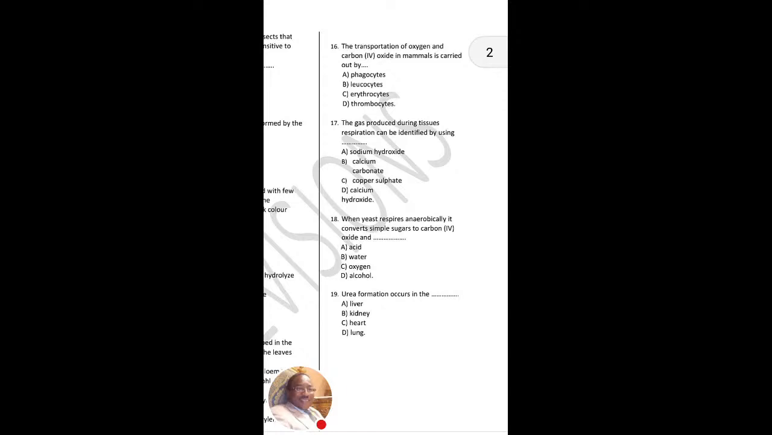It can't be leukocyte, which is another name for white blood cell. It can't be phagocytes that engulf germs. It can't be thrombocytes that are also called platelets that aid in blood clotting. The answer, of course, is C.